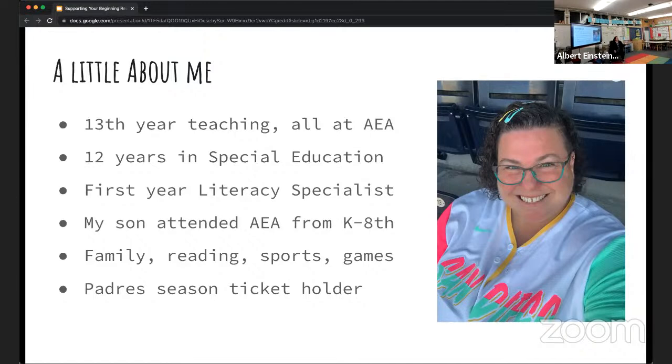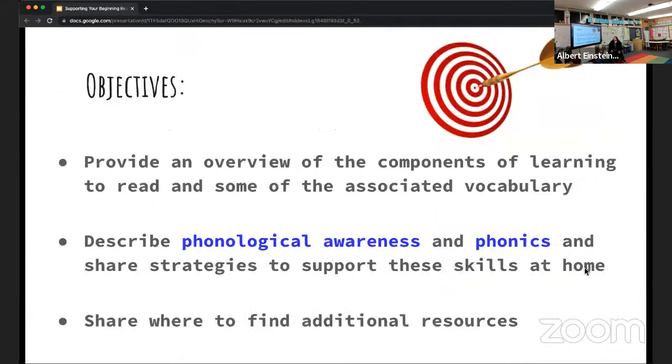I told you my son attended here from kindergarten to 8th grade. He's a freshman in high school now. Things that I like are spending time with my family. I love sports. I'm a huge Padres fan, and I'm super excited to have season tickets right now because we might actually win a World Series. So very excited about that. You can go to the next one, Andrea.